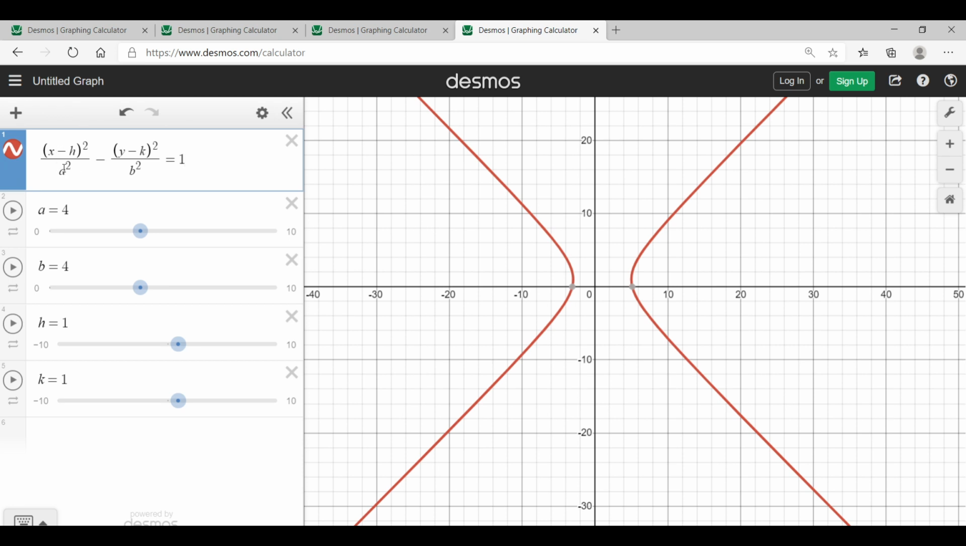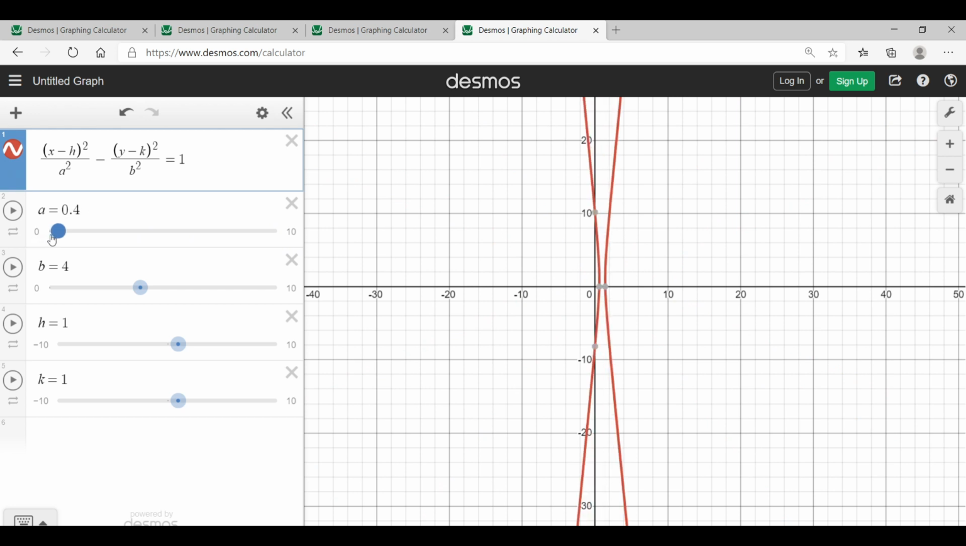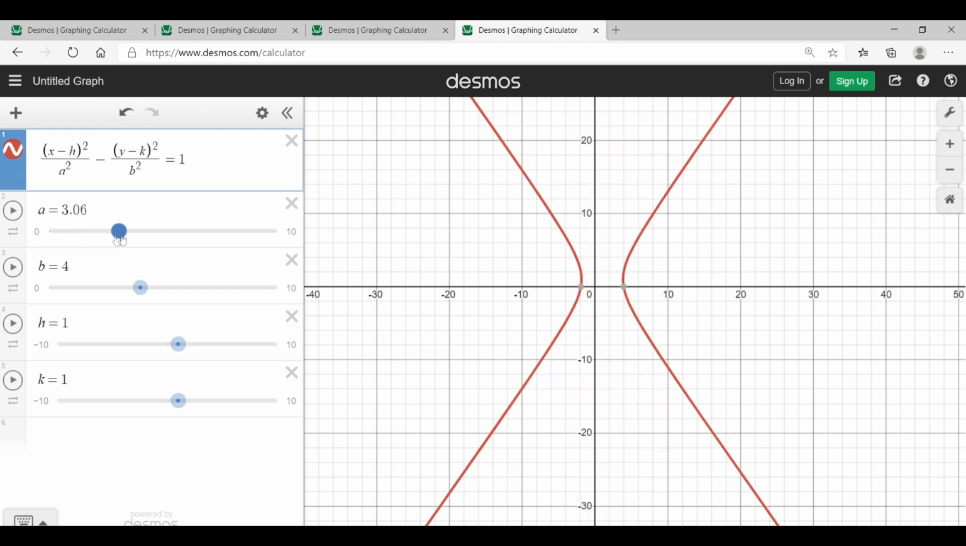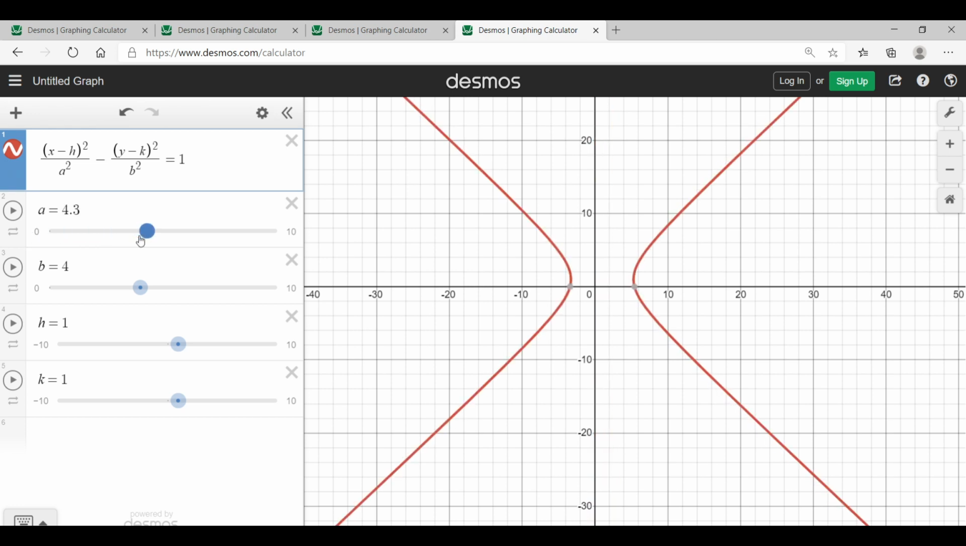Horizontal, because look at a squared. A squared is under, or it is the denominator of, the x variable. So it doesn't matter if it is longer than b or shorter than b, it is still the hyperbola, and the transverse axis is horizontal. Now, guys, if it is 0, then there's no graph at all, the same as the ellipse.